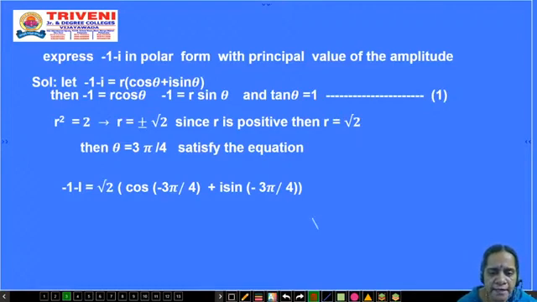Then tan theta is equal to 1. Then theta is equal to 3 pi by 4. It satisfies the equation minus root 2 cos theta. In place of theta we can get it as 3 pi by 4, and in place of theta we can get it as minus 3 pi by 4. This is the principal value of the amplitude form.